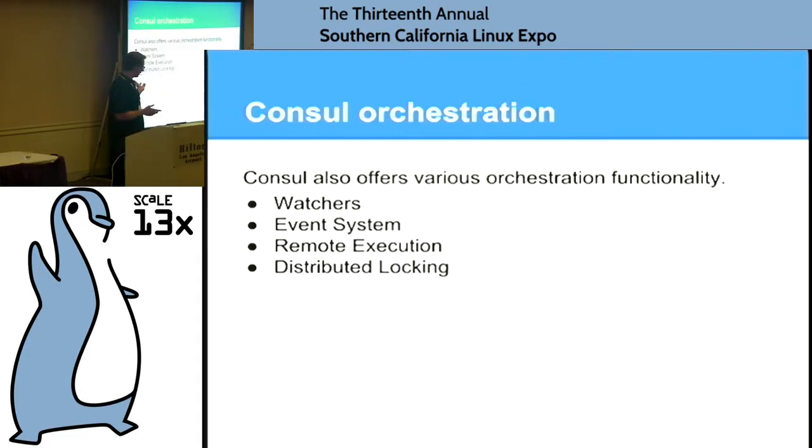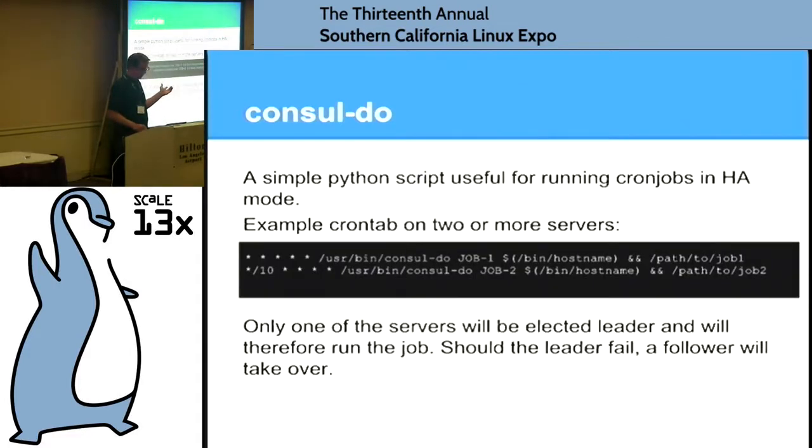And then the distributed locking, which I will touch on, because distributed locking is actually really handy. It's what a lot of people use Zookeeper for, which is leader election, or wider lock management, or multi-node lock management. There's a really simple single Python file called Consul do. If you Google it, I think you'll find the GitHub repo. Just one Python file that allows you to run one cron job, but only one cron job on multiple nodes.